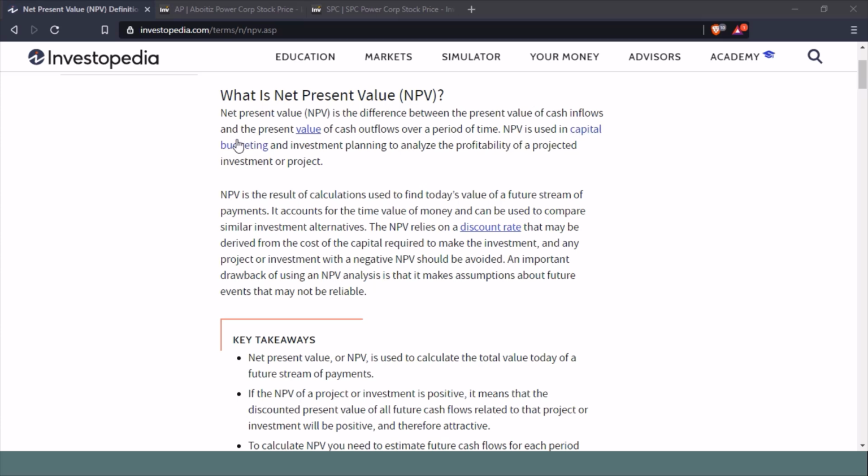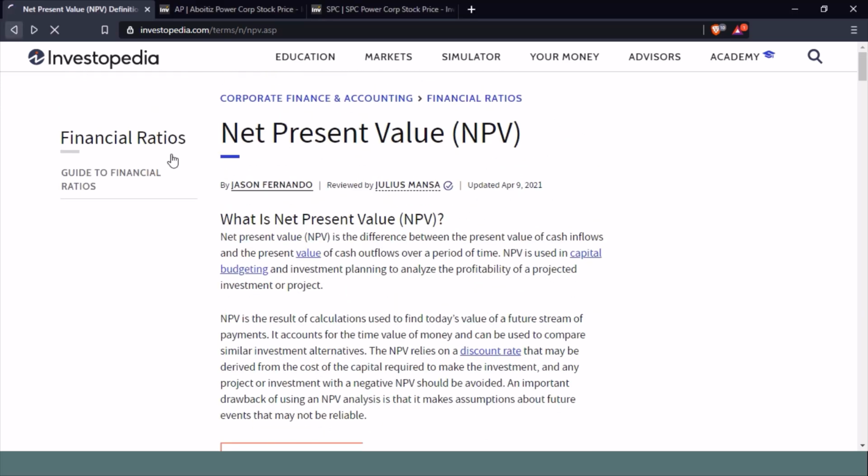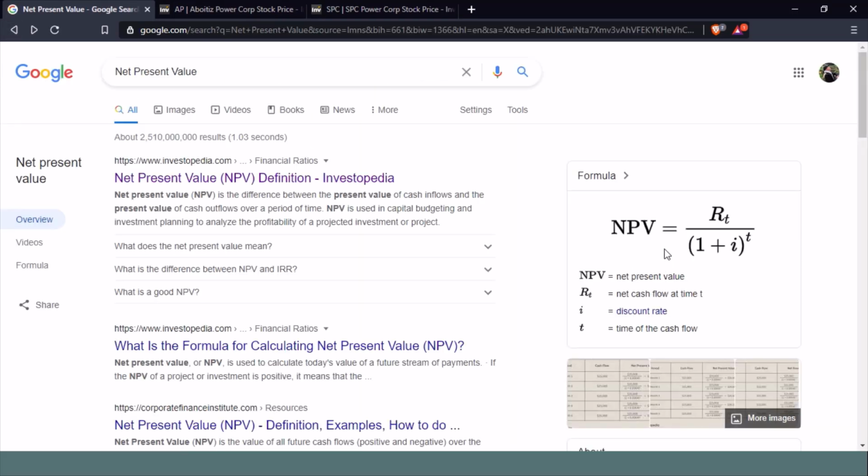of cash inflows and the present value of cash outflows over a period of time. So NPV is used in capital budgeting. That's why I usually teach this in strategic financial management, and investment planning to analyze the profitability of a projected investment or project. Okay, so the net present value formula, okay, pakita natin yung net present value formula natin.